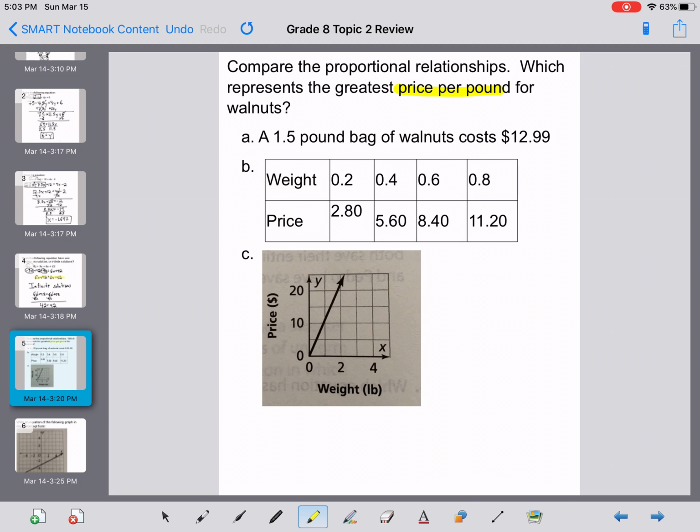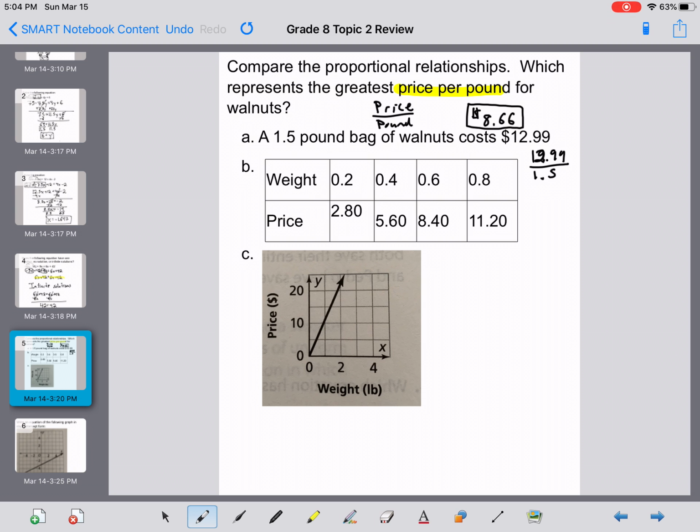When we are looking for the price per pound, in a fraction that means we're going to have the price over the pound. So for option A, the price is $12.99 over the 1.5 pounds. $12.99 divided by 1.5 is 8.66. So option A costs $8.66 per pound.